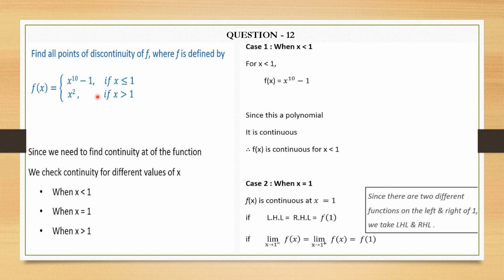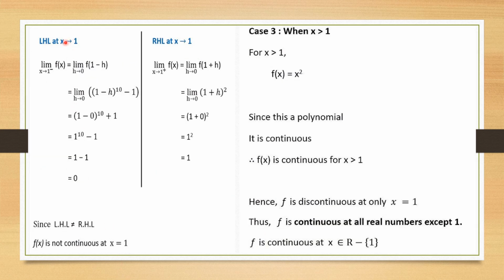Okay. For x equal to 1, I have to go by LHL, RHL and f of 1. So for left hand limit, it is defined like this. For RHL, it is defined like this. And for left hand limit, we need to put x as 1 minus h, so that as x approaches to 1 from negative side, h will approach to 0. So see, it is 1 minus h raised to power 10 minus 1. Put h as 0, you get the value 0. For RHL, it was x square, so it will be 1 plus h whole square, which is 1. So limits are not equal, function will not be continuous.